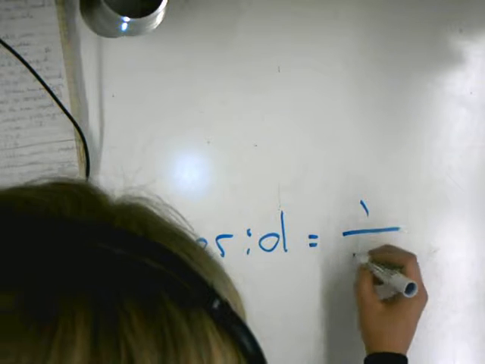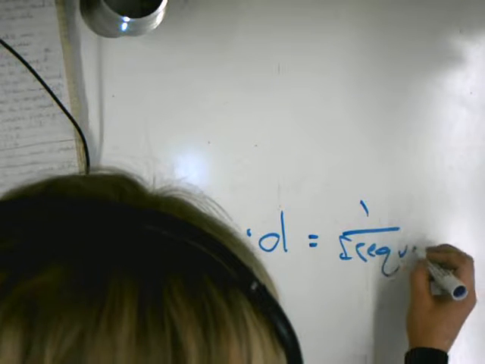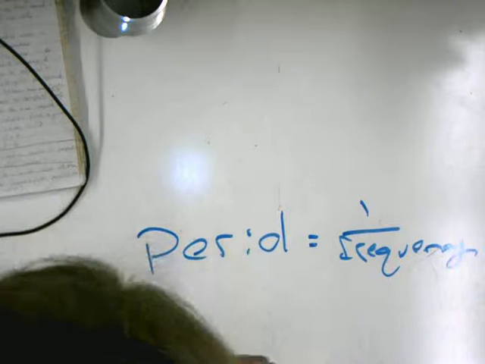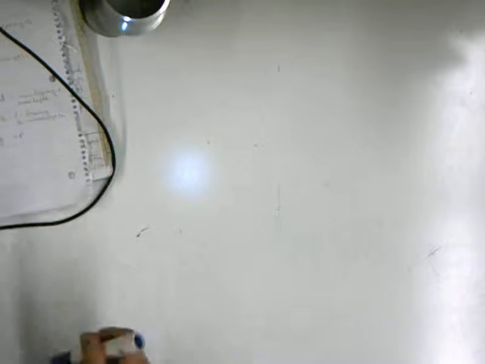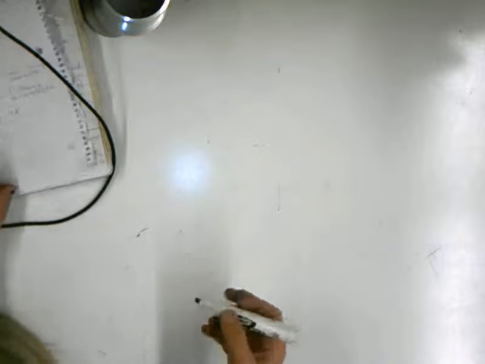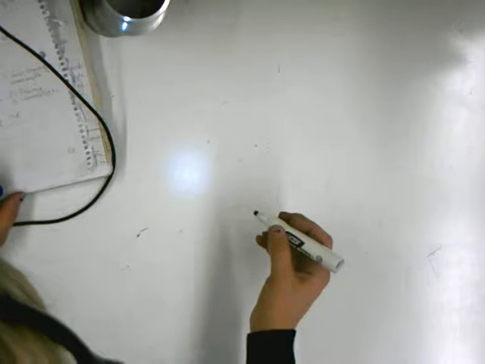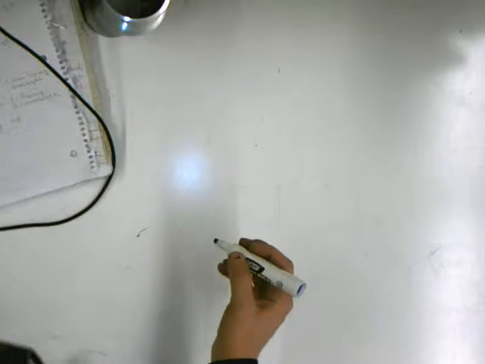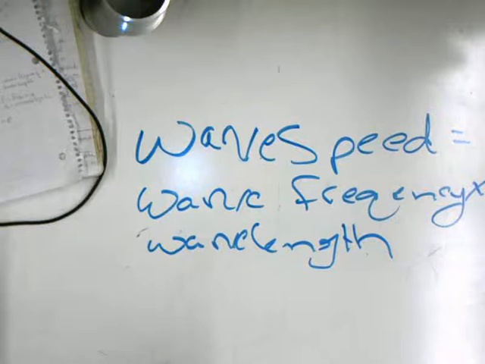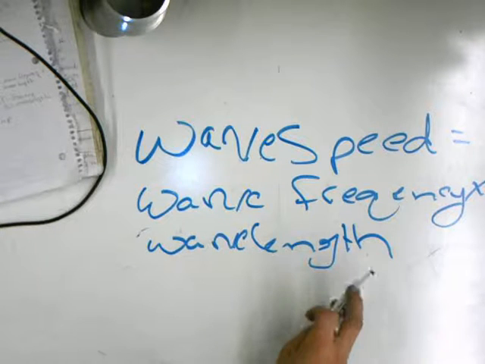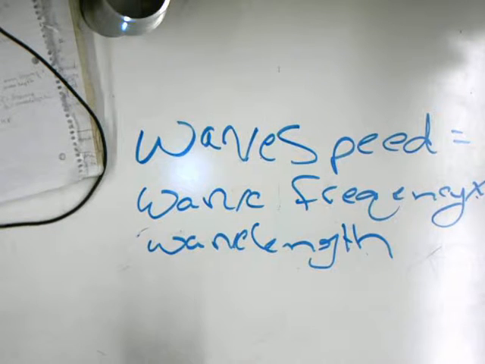The next thing I think is important is how to find the wave's speed. If you have the wave frequency and the wavelength, you can multiply those together to get the wave speed. It can be written as v, wave speed, equals frequency times wavelength.